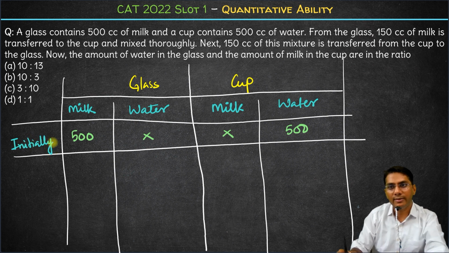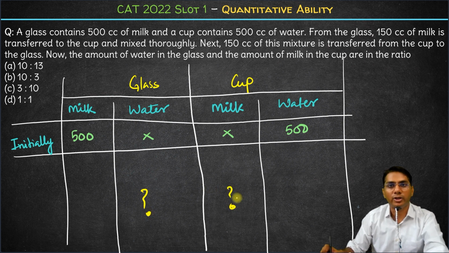Now what's happening is, from the glass 150 cc of milk is transferred to the cup. Mix thoroughly, and then 150 cc of this mixture is transferred from the cup back to the glass. Now the amount of water in the glass and the amount of milk in the cup are in what ratio?